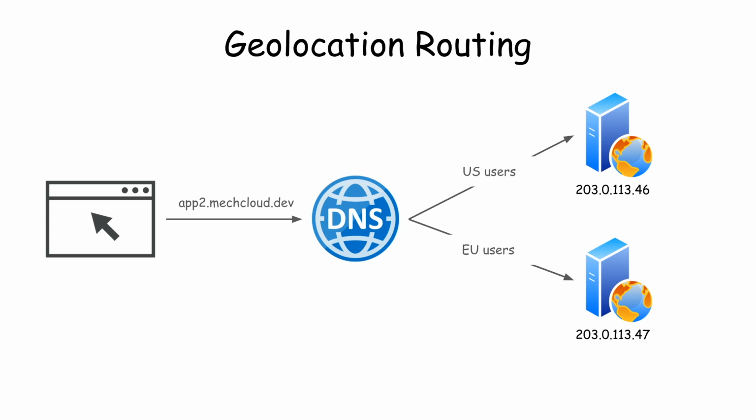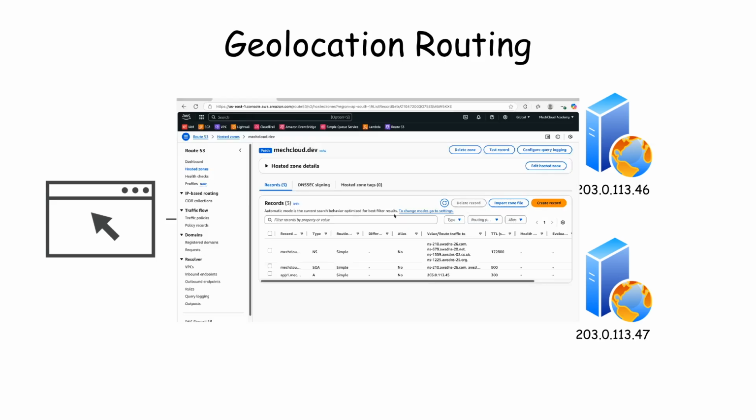The result? Both users get a much faster, lower latency connection because they are being served by a resource that is geographically closer to them. This is also essential for meeting legal requirements like GDPR, where you need to ensure European user data stays within the EU. So how do we configure Route 53 to perform this geographic magic? Let's dive into the console and set up the records for geolocation routing.